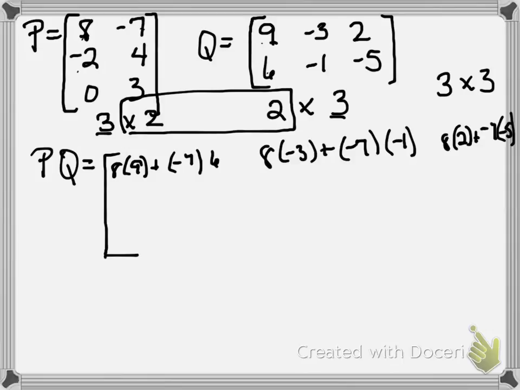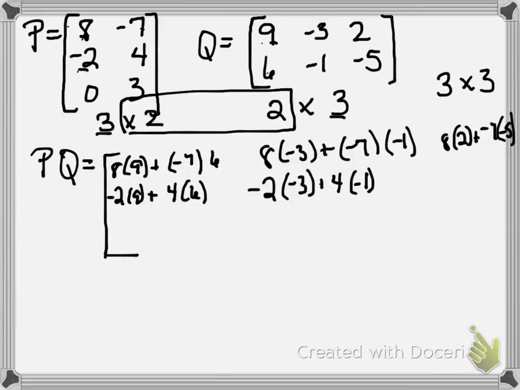Okay, now I'm moving to the second row. Second row, first column, so I do the -2 times the 9 plus the 4 times the 6. Still second row, so negative 2, but now I'm in the middle column, so times the middle column, plus the 4 times negative 1.